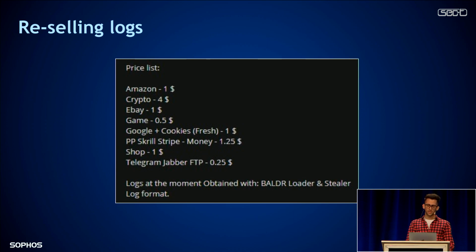The developer and the distributor did not exclusively gain income from the initial sales, but it turns out they were also reselling the stolen customer data that the stealer collected to further monetize the operation. So as you can see, stolen crypto wallet accounts went for $4 each. Game accounts went for $0.50. But if you add up all of these numbers, they go up to a significant amount.